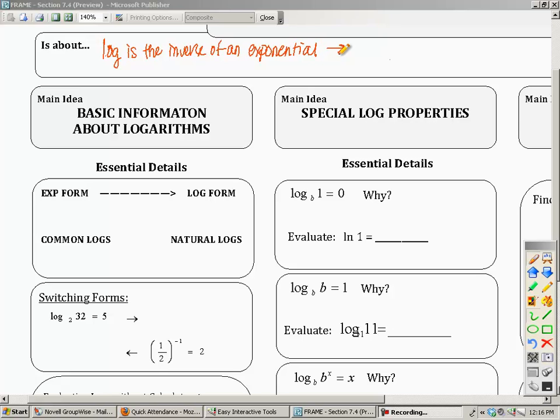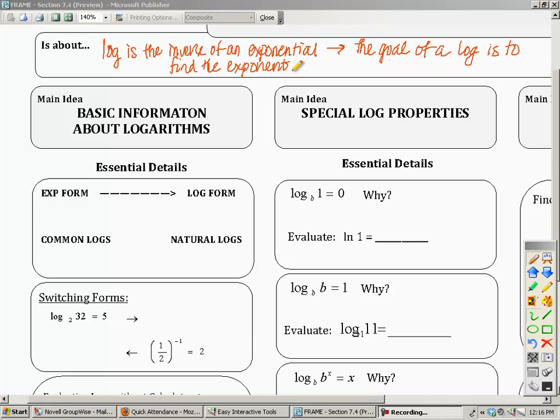The goal of a log is to find the exponent. In the second half of this chapter, 7.4, 7.5, and 7.6, our goal is to be able to say, what is the exponent that makes something true? And so what we're going to do is start talking about how logs and exponentials relate.